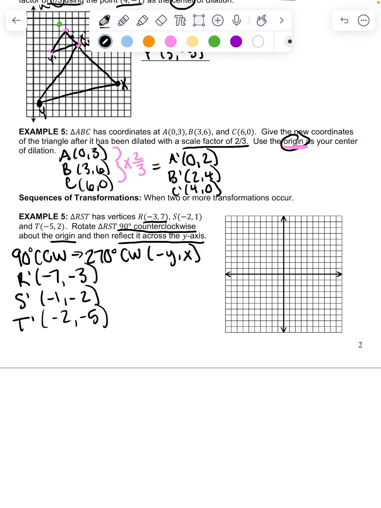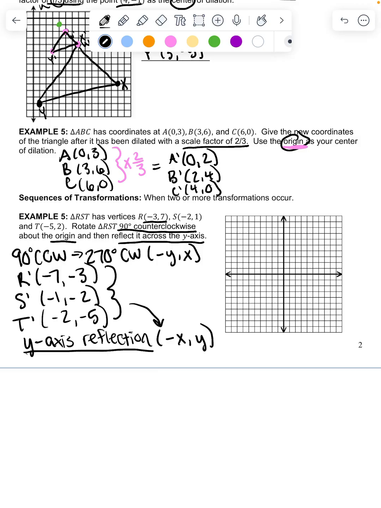Then reflect it across the y-axis. So we have one more thing to do. We have to do a y-axis reflection. Okay, if you look back at your notes, when we reflect across the y-axis, that changes our points to (-x, y). All right, one thing to point out here. You are going to use these points to reflect across the y-axis. So these are the points that you're applying this reflection to.